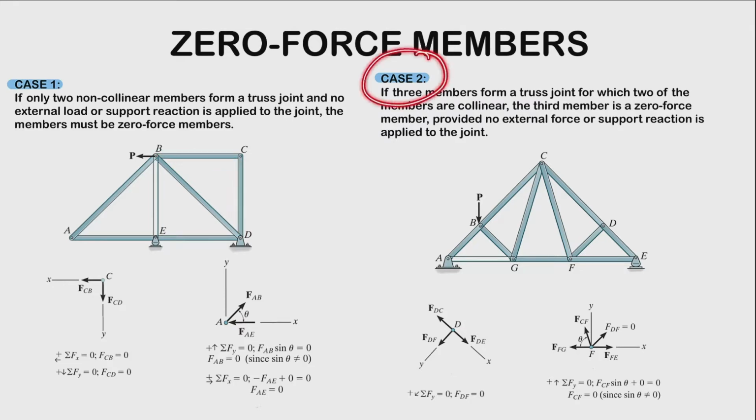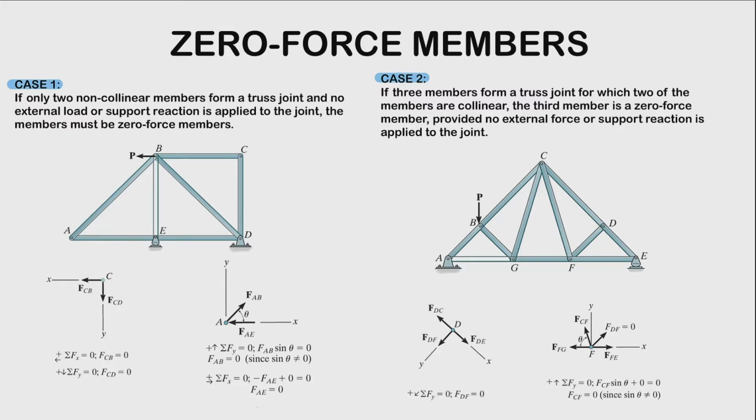Now for case 2, if three members form a truss joint for which two of the members are collinear, the third member is a zero force member, provided that there are no external forces or support reactions applied to that joint. We have an example right here. If we examine joint D, we have two collinear members, CD and DE, and there are no external applied loads or support reactions acting on our joint.